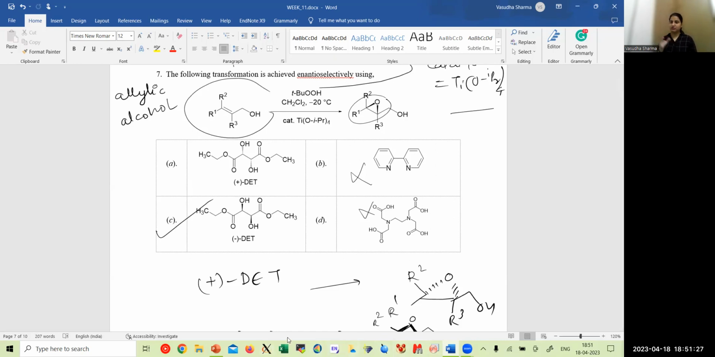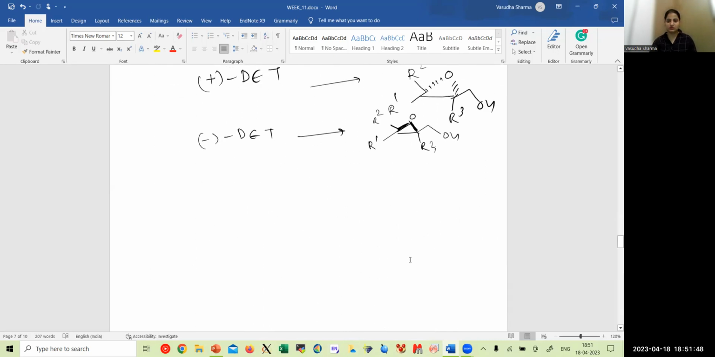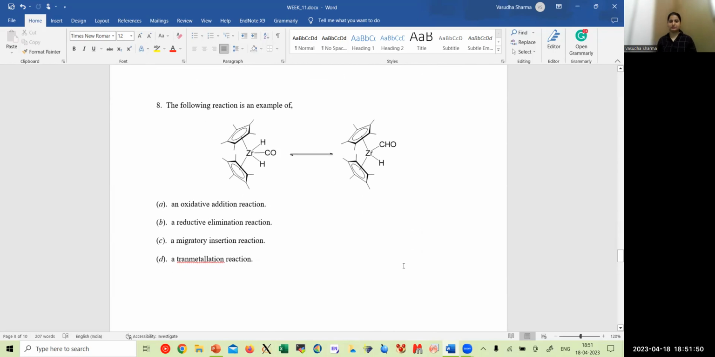If the chirality is not in your system, out of the two, which one would be preferred? You have to see, because in the negative, as you can see here, the wedge is over there, so it will give you this kind of oxide. If we start with the positive, which is having the dash, it will give you a dash over here. So this is the way you can remember it.